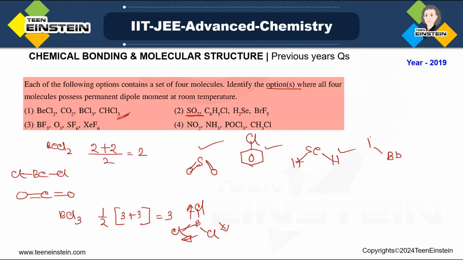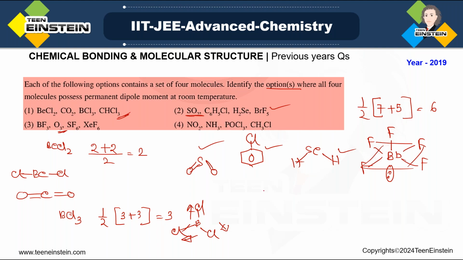BrF5, if you calculate steric number, for bromine it is 7 and for 5 fluorine, so 7 plus 5, 12 by 2, it is 6. That means it should be octahedral, but in one position there will be a lone pair. But overall the molecule is not symmetric, so there will be some polarity. So this is such an option that you can choose. Come to option 3. BF3 is non-polar.